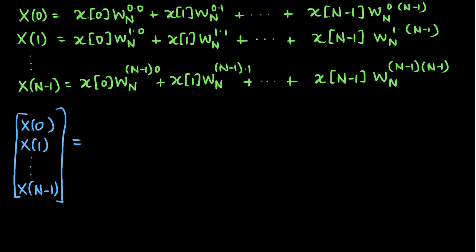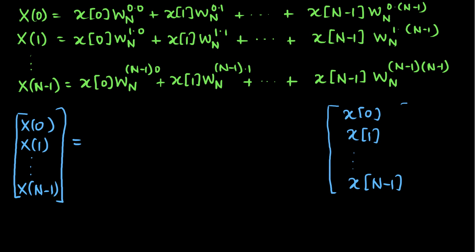Similarly, if we observe the value of this x here, that is x of 0, x of 1 and so on till x of n minus 1, it can also be represented in a vector form something like this. That is, we have x of 0, x of 1 and so on till x of n minus 1. And now we need to obtain this left hand side using this right hand side.